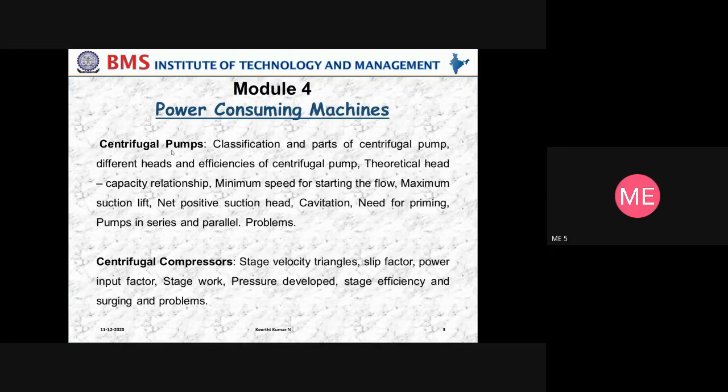According to your syllabus, there are two chapters: one is the centrifugal pump and the other is the centrifugal compressor. In the centrifugal pump, both the working and construction are the same. What is the difference? In the centrifugal pump, the working fluid is water, but in the centrifugal compressor, the working fluid is air. That is the only difference between these two chapters under power consuming machines.